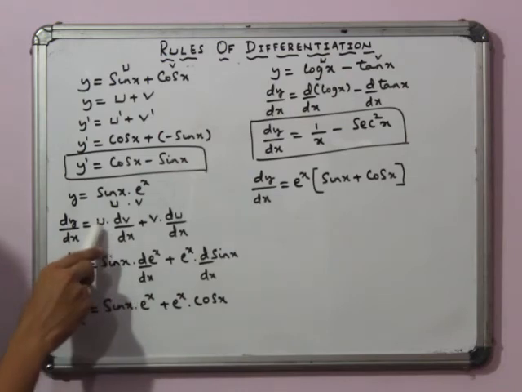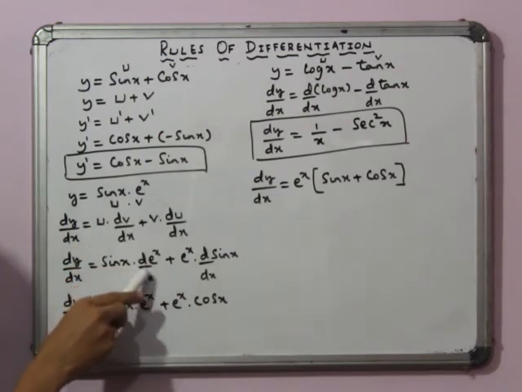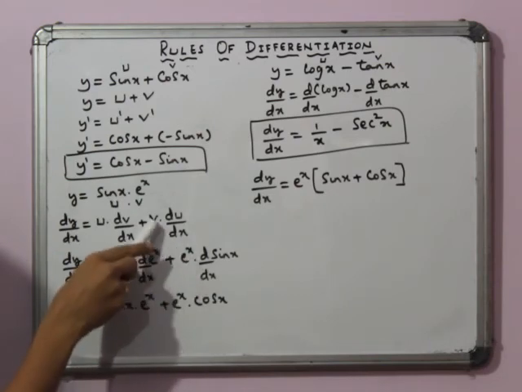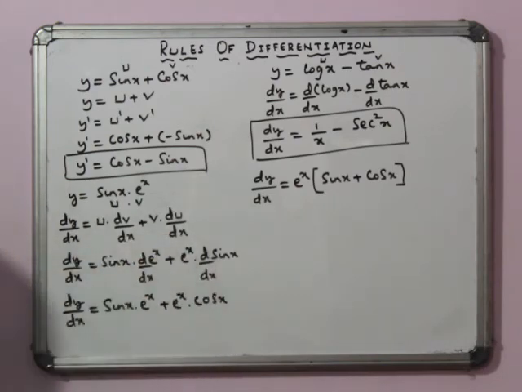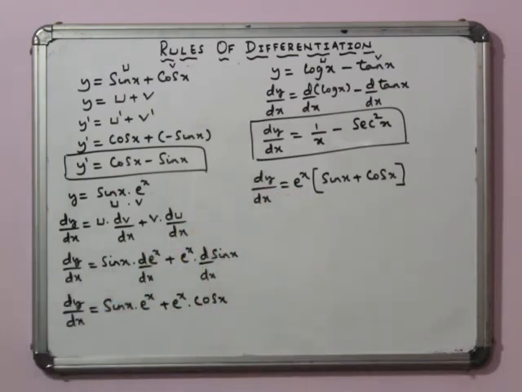Here there is no du by dx or u dash, so I have written sin x as it is, into differentiation of the second function, plus second function into differentiation of the first function. So this is what I got, and then I have taken out e power x as a common term and written sin x plus cos x.